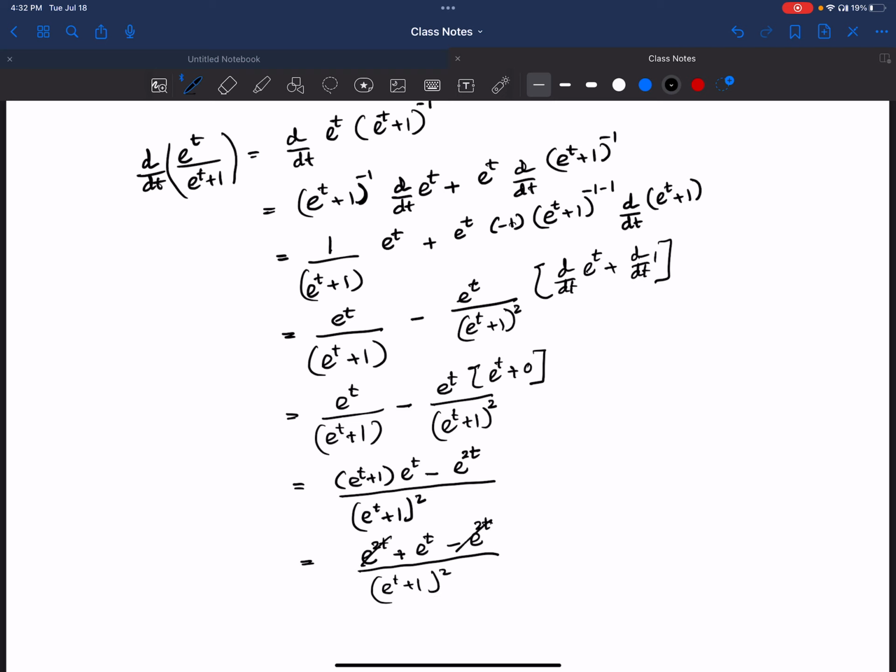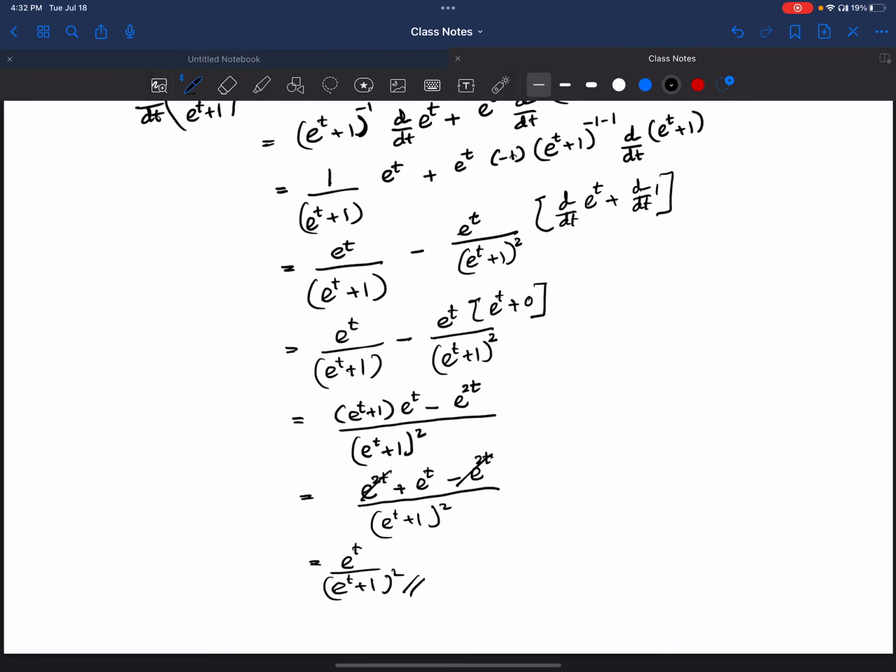So this cancels with that. So you end up with e to the power t divided by (e to the power t plus 1) squared. So the same answer.